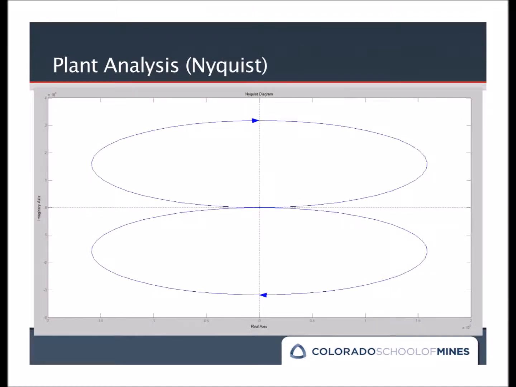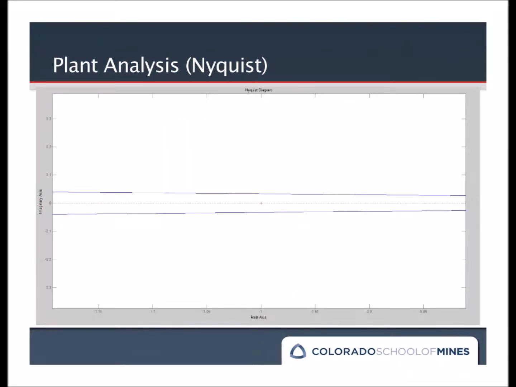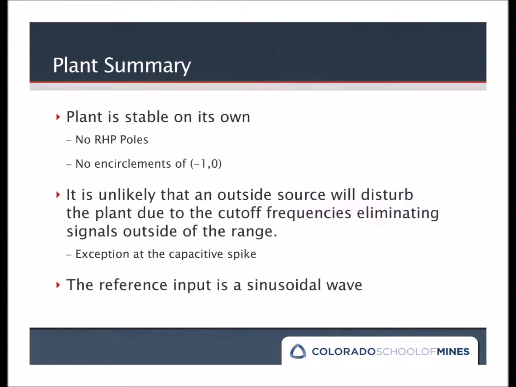Here is the Nyquist plot for our system. The big figure 8 loops are largely due to the capacitor's resonance spike. At this order of magnitude, it is hard to see whether or not our plant is stable. Zooming closer, we see there are no encirclements of the point -1, 0. Thus, we can see the plant is stable on its own.